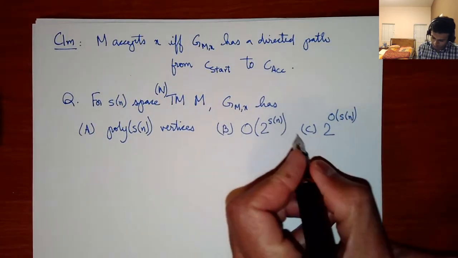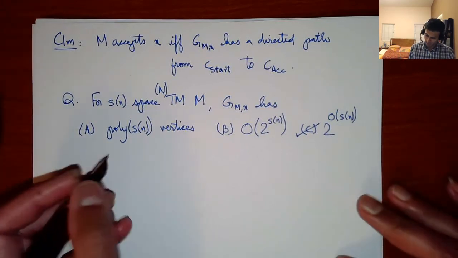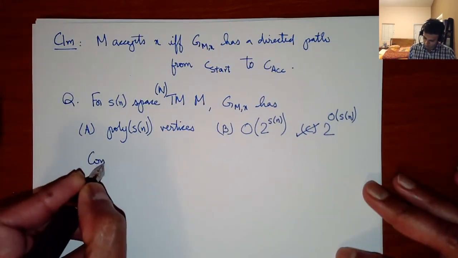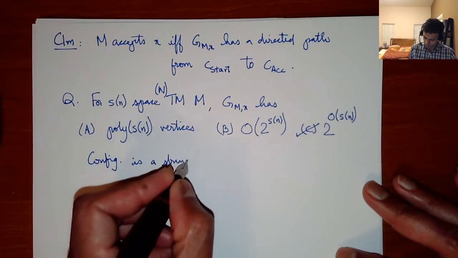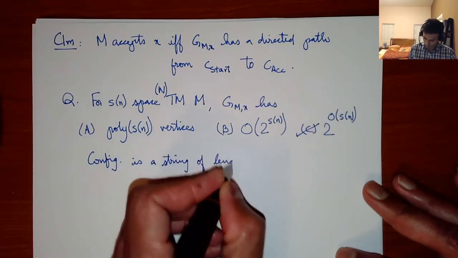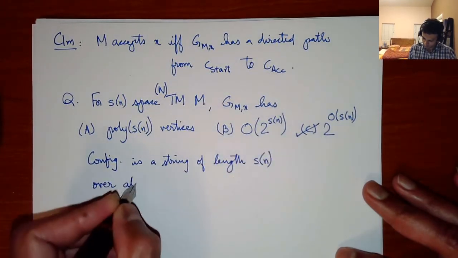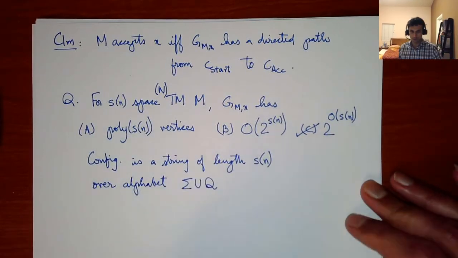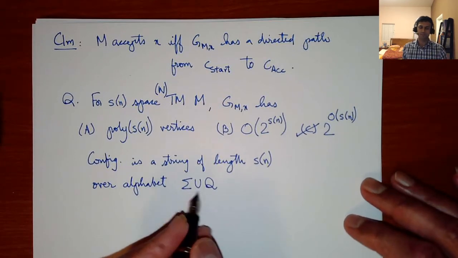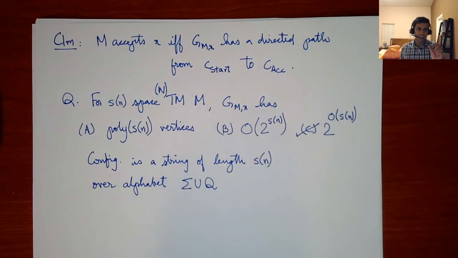So the answer is 2 to the O of Sn. Why? Because a configuration is a string of length Sn over the alphabet sigma union Q. Right? So even if sigma was binary, the number of states is potentially larger, and so it's a string where the alphabet is constant size.